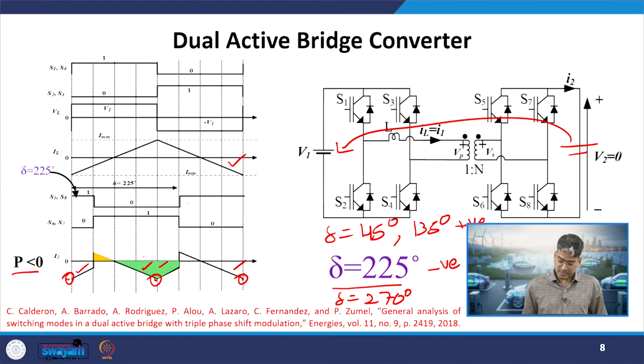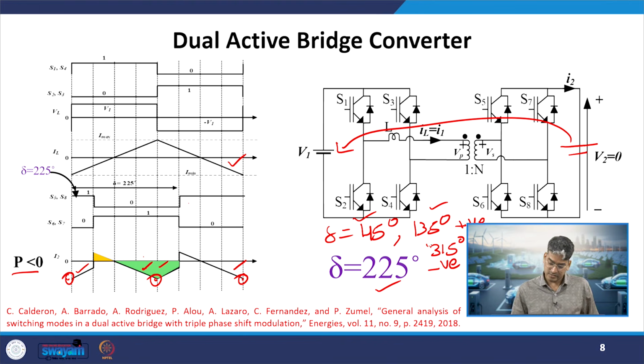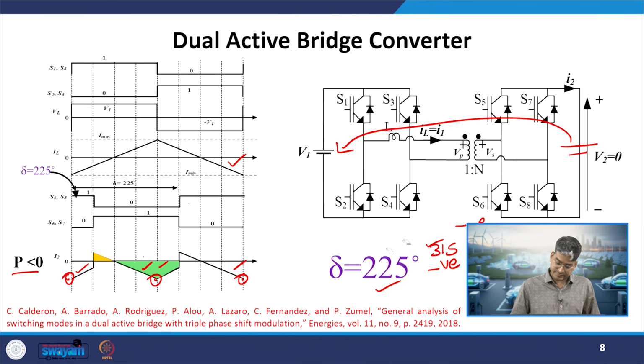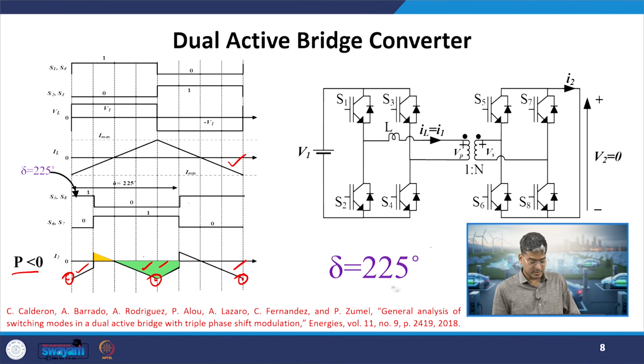The same power will be transferred again when I go for the next 45 degrees, that is 315. So, these 4 angles, that is 45, 135, 225 and 315, they all will have the same magnitude of power transfer. Only thing is for 45 and 135 it will be positive, for 225 and 315 it will be negative. So, till now we are just seeing the simplified version of our DAB, because we are assuming the output stage to be short circuited in this case.